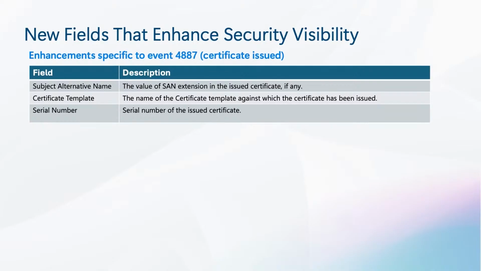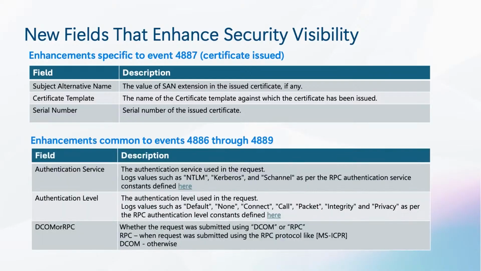We have also added a few common fields across 4886 through 4889 to give more context about the transport mechanism used by the client. The authentication service tells you how the client was authenticated, like whether it used NTLM or Kerberos or Schannel. The authentication level shows the level of protection used on the request. And finally, we also capture whether the request was submitted using DCOM or an RPC-based protocol like MS-ICPR.